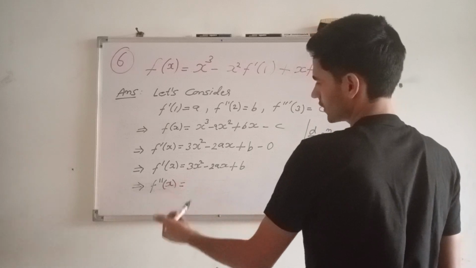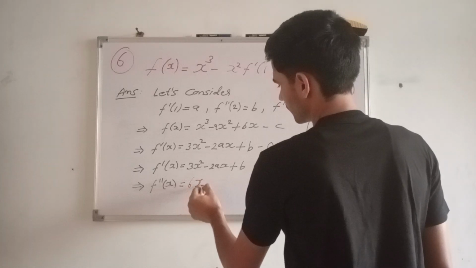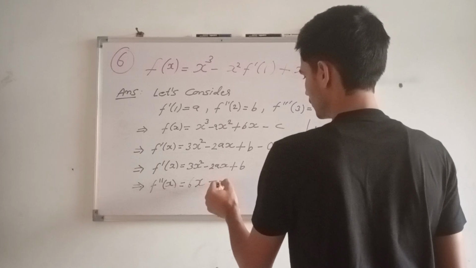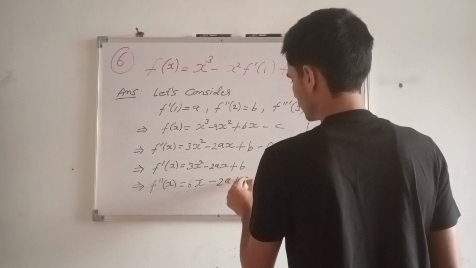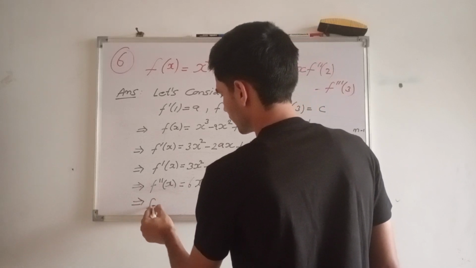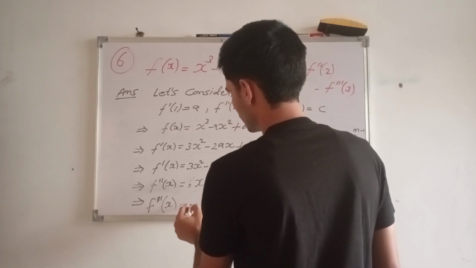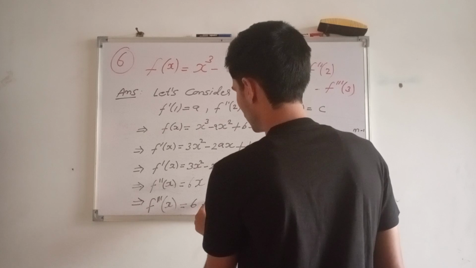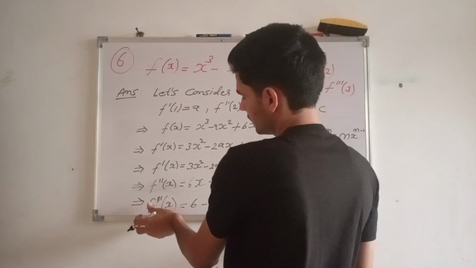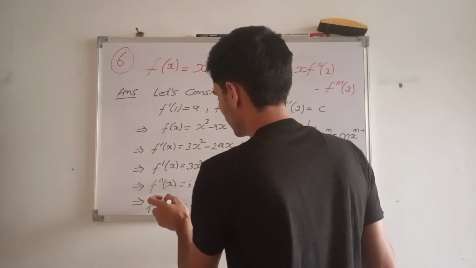So 3 will come outside. Derivative of x square is 2x, so 3 into 2x will become 6x. Minus 2a will come outside, derivative of x is 1, so we will get minus 2a plus derivative of b is 0. Now again differentiate this, we will get f double dash x: derivative of x is 1, so 6, minus constant 0, so we get 6. And so f third derivative is a constant number irrespective of whatever value of x is.